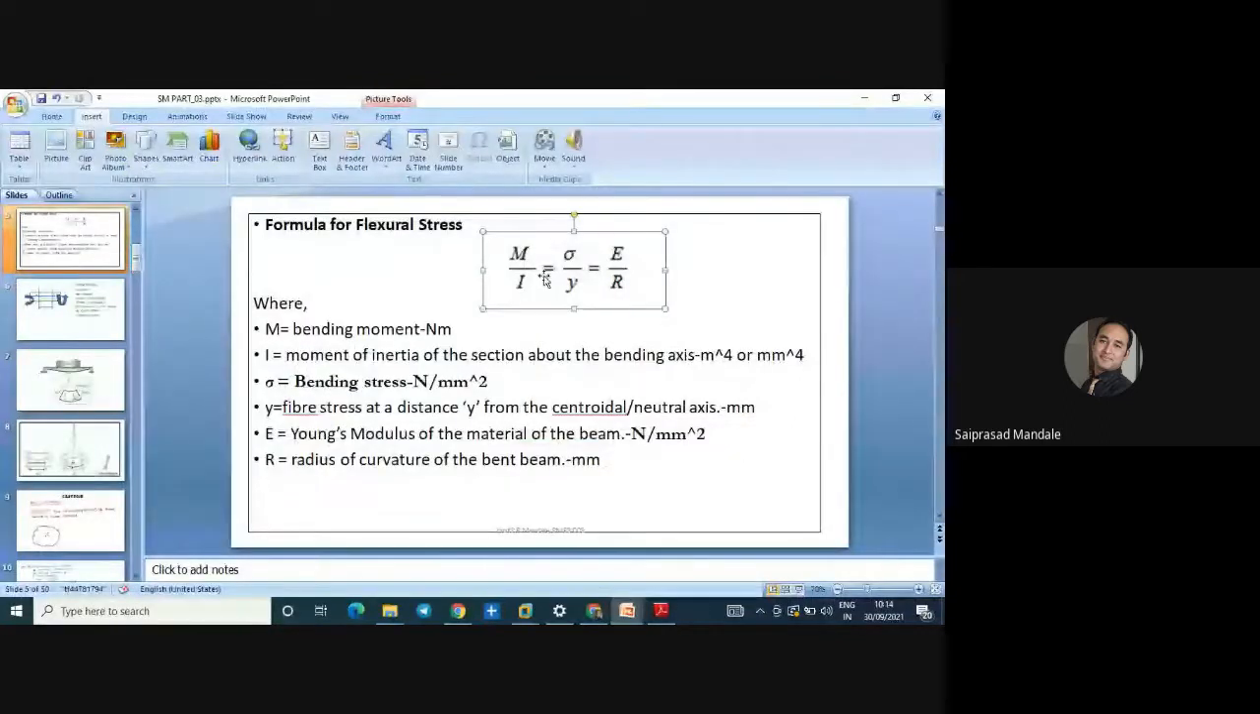Along with it you have to remember the units. Okay. What are the units? What are the different terms that we'll be looking for? Don't worry.